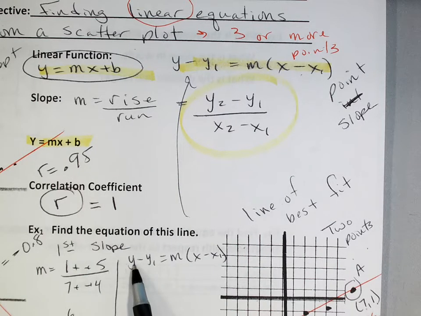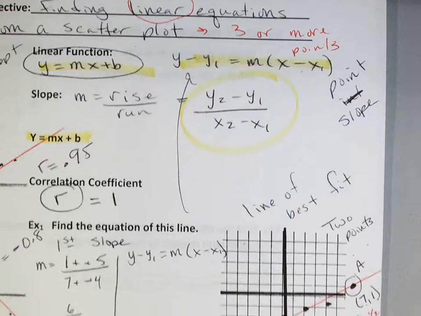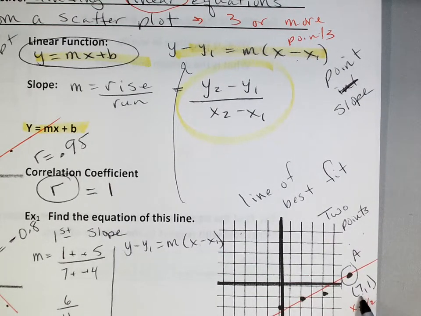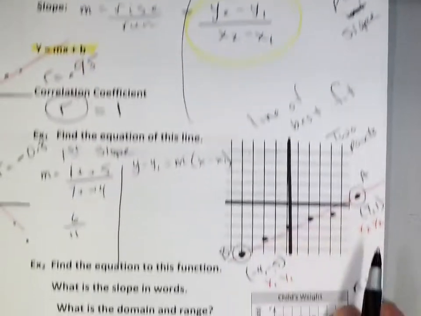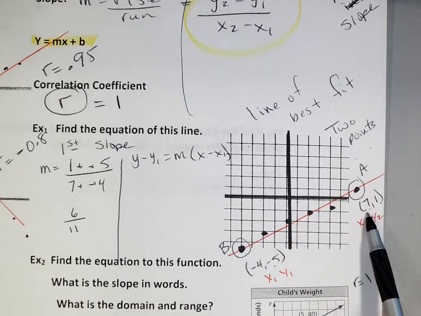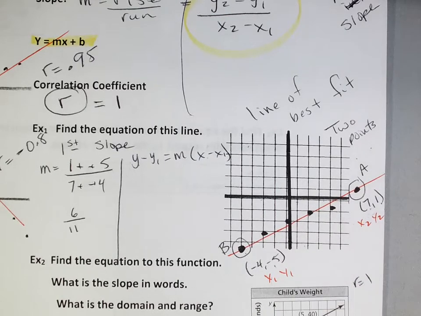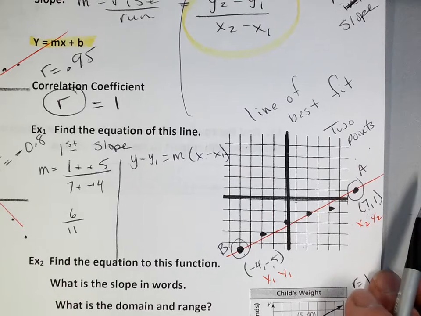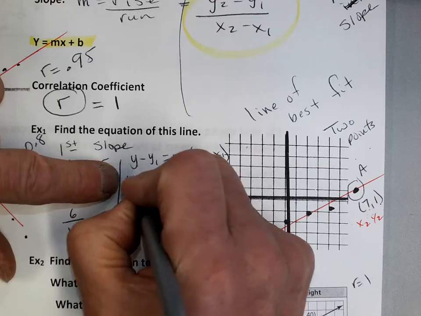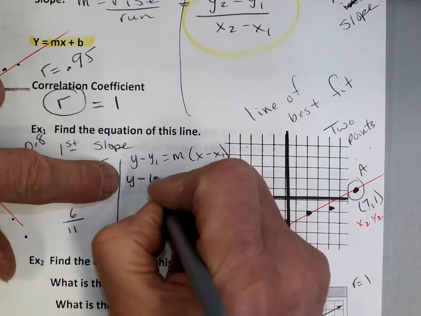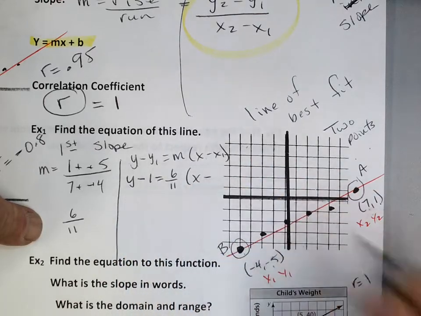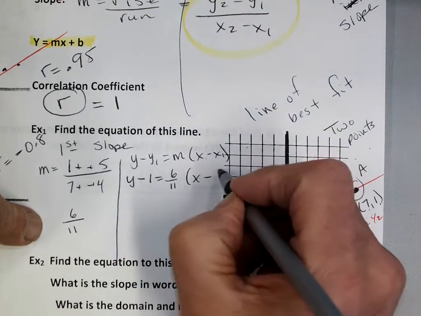Y and x are variables, so I'm going to keep them as variables. But I'm going to use my 7 and 1. I'm going to use 7 and 1 because they're positive numbers. You could use either point, this one or this one. Use either one. I'm going to use 7 and 1 because there's no negatives. How's that sound? We'll get the same answer, but let's use the nicer numbers, right? Okay, so I'm going to go y minus 1 equals my 6/11 times x minus 7. Okay?